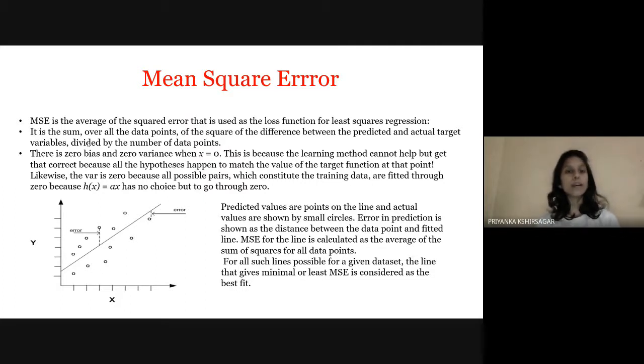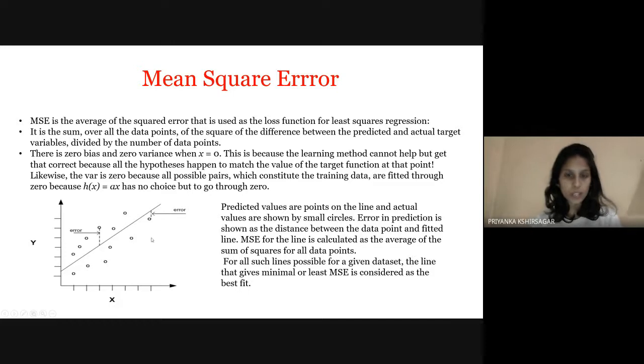So there is a zero bias and zero variance when x is equal to 0. This is only because the learning method cannot help but get that correct, because all the hypotheses happen to match the value of the target function at that point. Likewise, the variance is 0 because all possible pairs which constitute the training data are fitted through 0, because h of x is equal to ax has no choice but to go through 0.